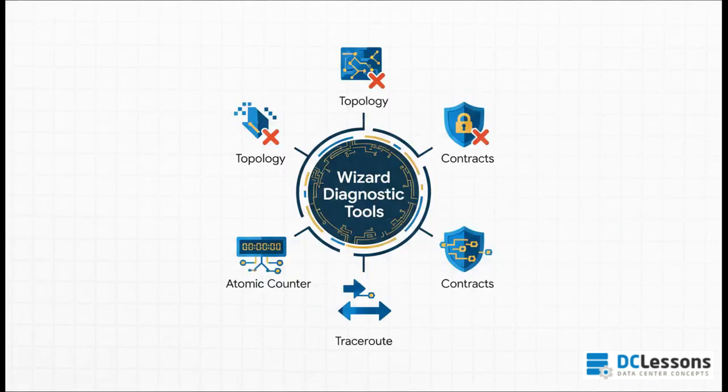Once that session is active, you have this whole suite of diagnostic tools right at your fingertips. You can see the complete traffic path on a topology map. You can see exactly which switch and which counter is dropping packets. You can verify which security contracts are being applied. You can even run a live atomic counter to watch the traffic flow in real time. It is literally like having an X-ray for your network.